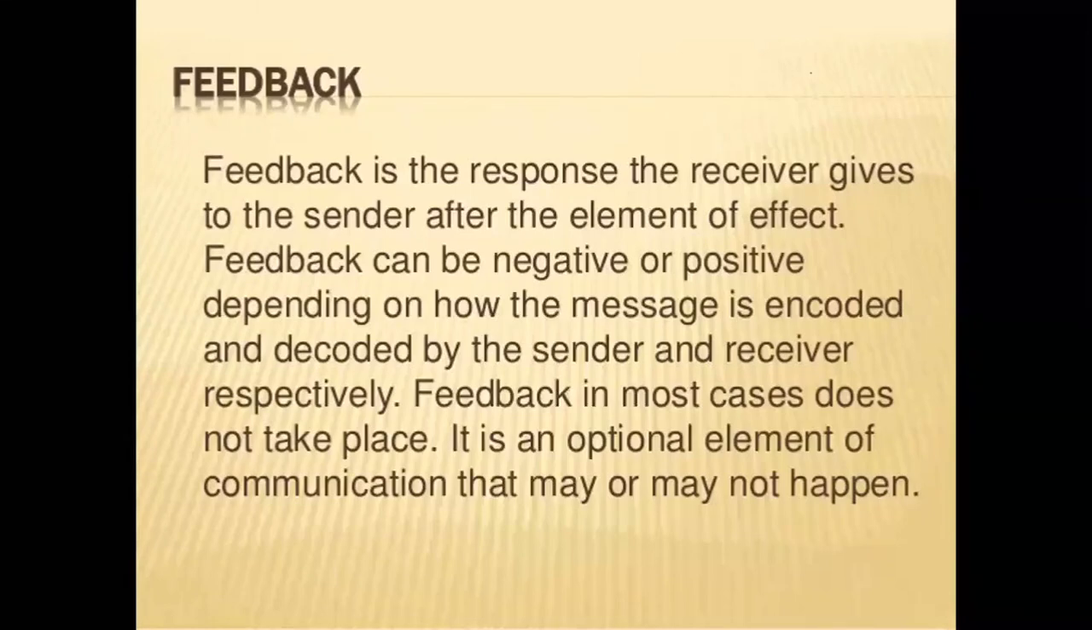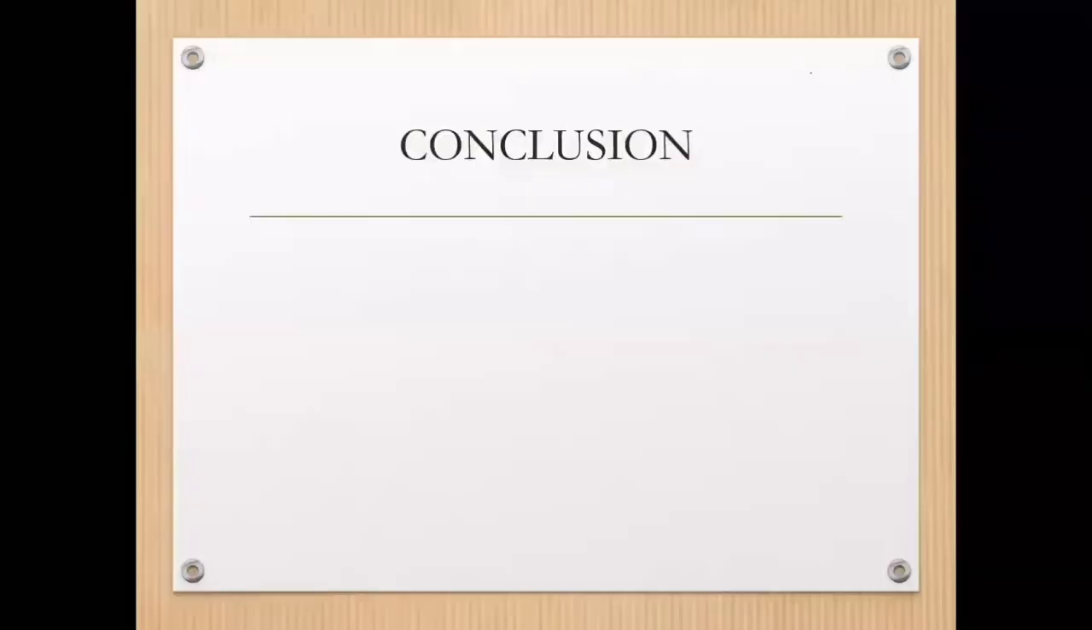Feedback in most cases does not take place. It's an optional element of communication that may or may not happen. If it happens, that's a good and complete communication process. If the feedback does not happen, that is incomplete communication. You have to give the feedback for the completeness of the communication. In conclusion, the elements of communication are source, message, channels, receiver, effect, and finally feedback. These are the 6 main elements of communication.